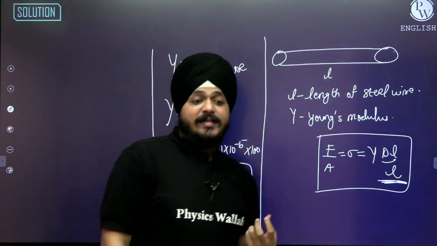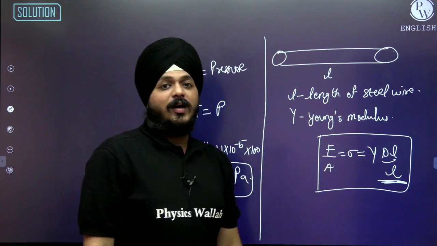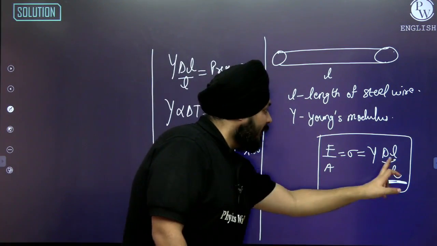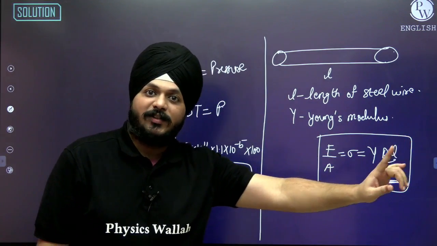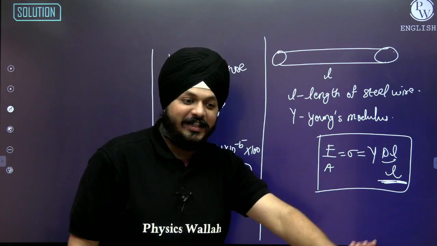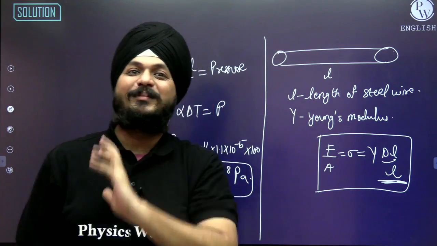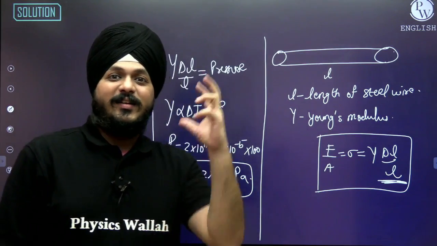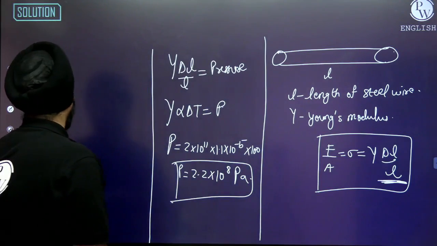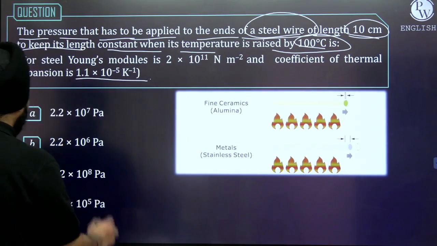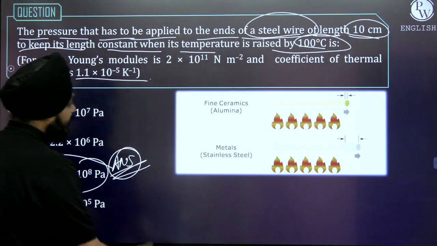The awesomeness of the concept lies in changing delta L by L. We have already seen the expansion of solids, and that is just because of the change in temperature. This is the awesomeness of the concept; you can understand what kind of research I am doing. So here, 2.2 into 10 to the power 8, C is the perfect answer for this specific question.